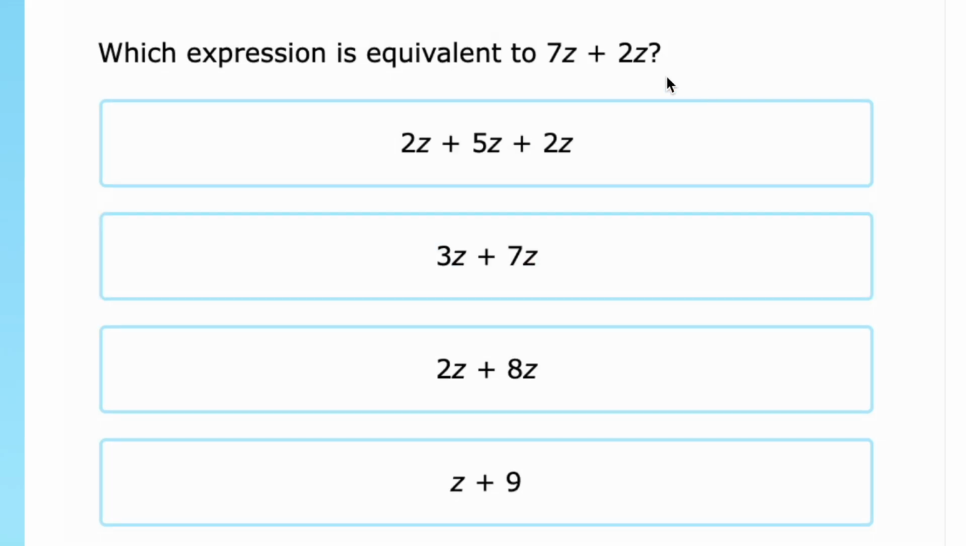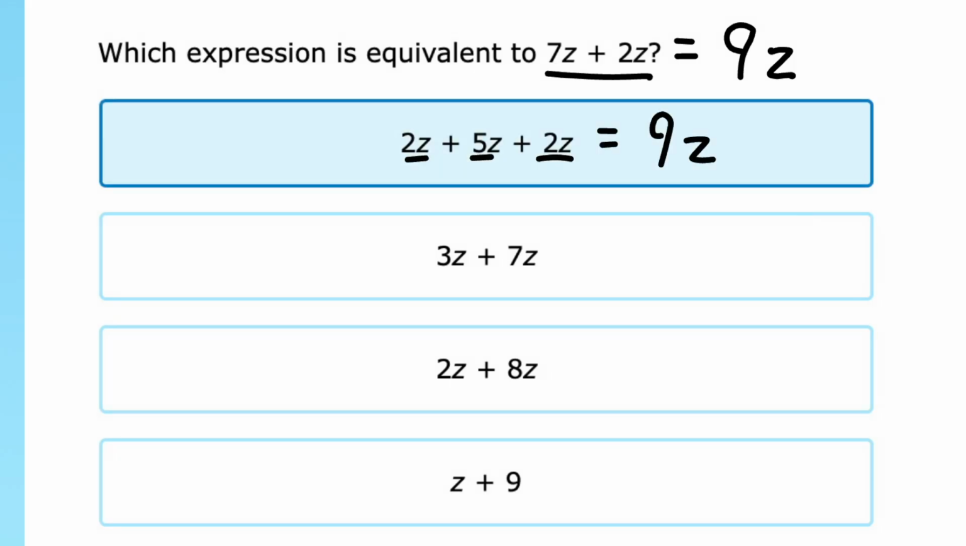Next, we can start by putting 7z plus 2z into simplest form. 7z plus 2z is 9z, but I don't see a 9z answer choice. So in this case, we should convert each one of our answers into simplest form as well. 2z plus 5z is 7z, and 7z plus 2z is 9z. And because it's equivalent in its simplest form, that must be our answer.